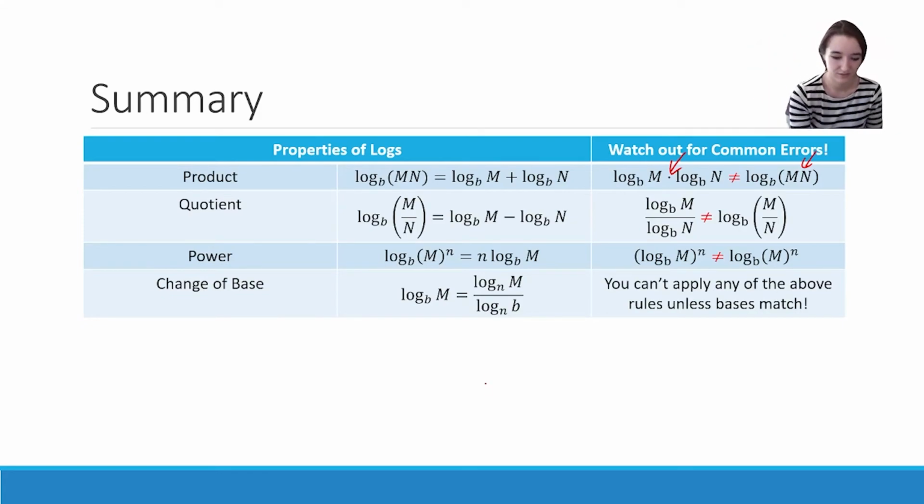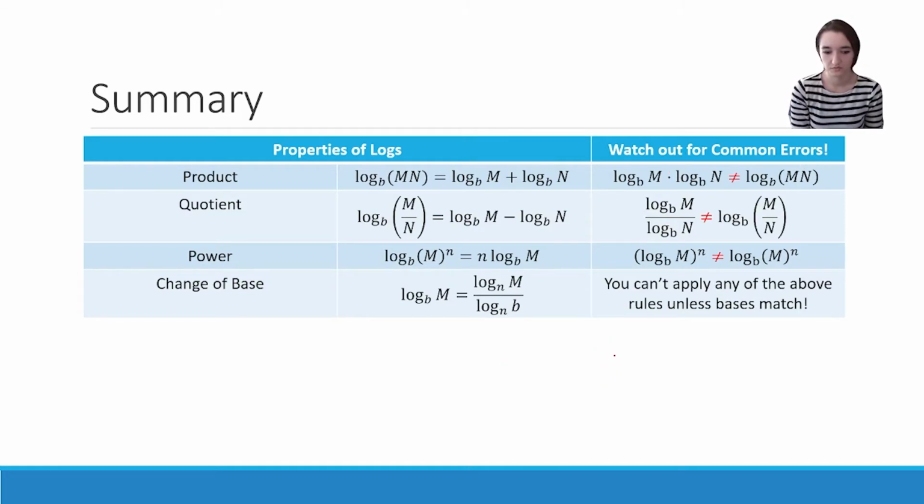You can't do anything. If it's log base 2 of x plus 7, that's it. You can't do anything to that. That stays the way it is. The product rule is about there being multiplication inside of your log. And then it becomes log base 2 of x plus log base 2 of 7. So we don't get multiplication outside of the log. We don't want to deal with addition inside of the log.